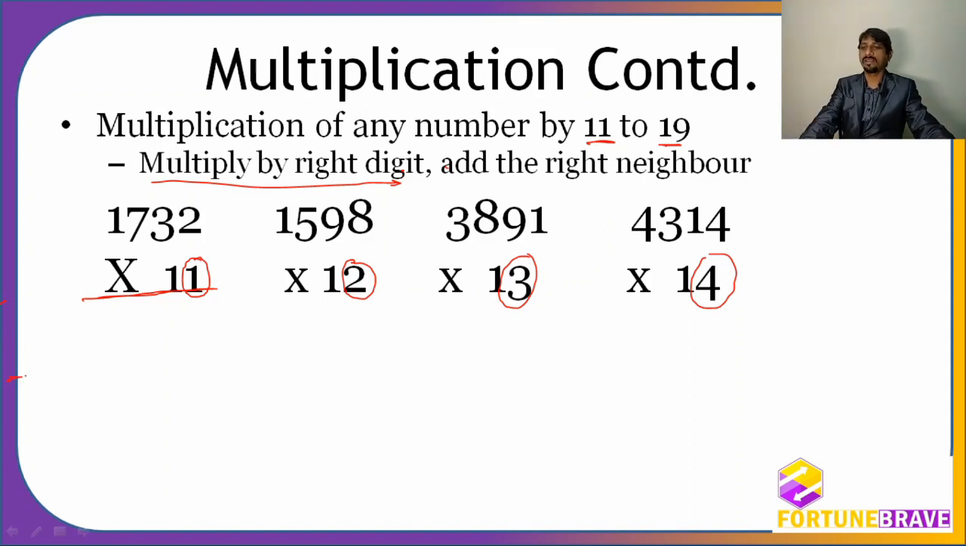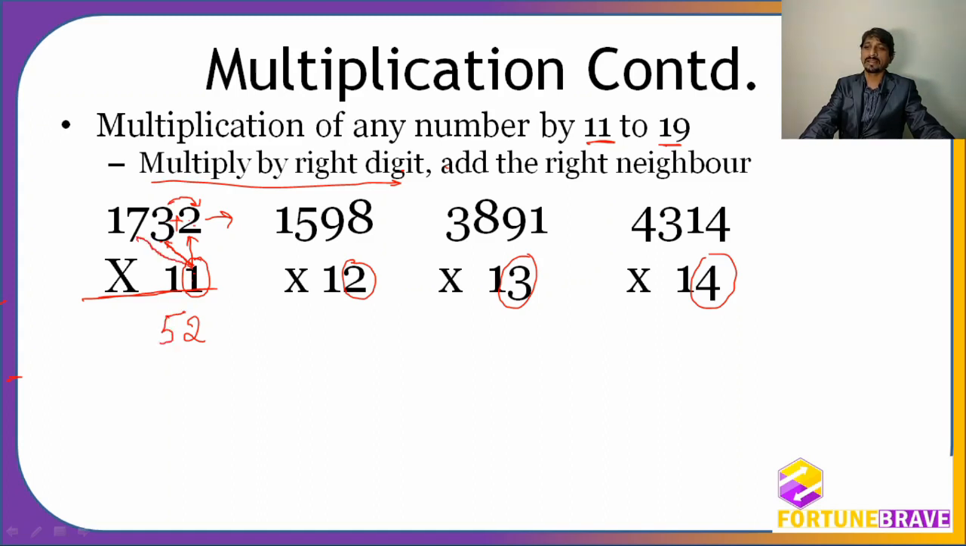How do we do this? I will show you. So 1 into 2. Is there any right neighbor here? There is no right neighbor, so I will directly write the answer here. Then I multiply this with the right digit: 1 into 3 is 3. Add the right neighbor. So this is the right neighbor to this number, not this number. So this will be 3 plus 2, so 5.